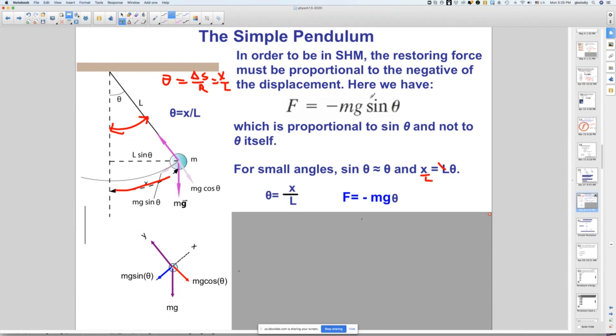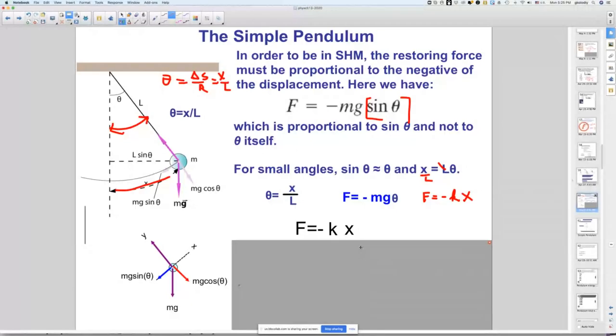And so when we put that in here, we get this equation. F is equal to minus mg theta. Now, remember, in simple harmonic motion for the spring, F was equal to minus kx. So that was the restoring force. So basically this looks very similar. Instead of having a k here, we have an mg. Instead of an x, we have theta, which is like the same thing as x. It's something that's changing, like x was changing in simple harmonic motion.